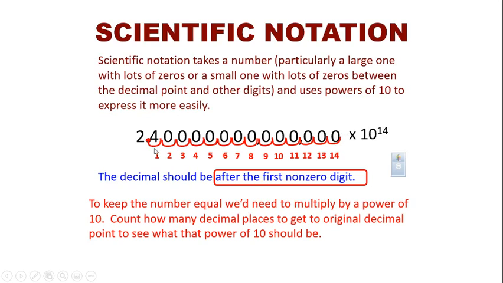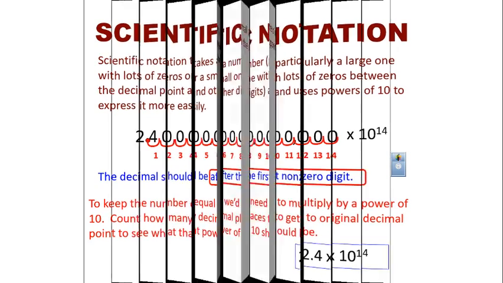That means I have to compensate by multiplying by a power of 10 to the positive 14, like moving the power to the right 14 places. If I move the decimal point to the left, I move the power of 10 to the right by the same amount. So this now can be written as 2.4 times 10 to the 14, and then we can make necessary adjustments based on significant digits and so on.